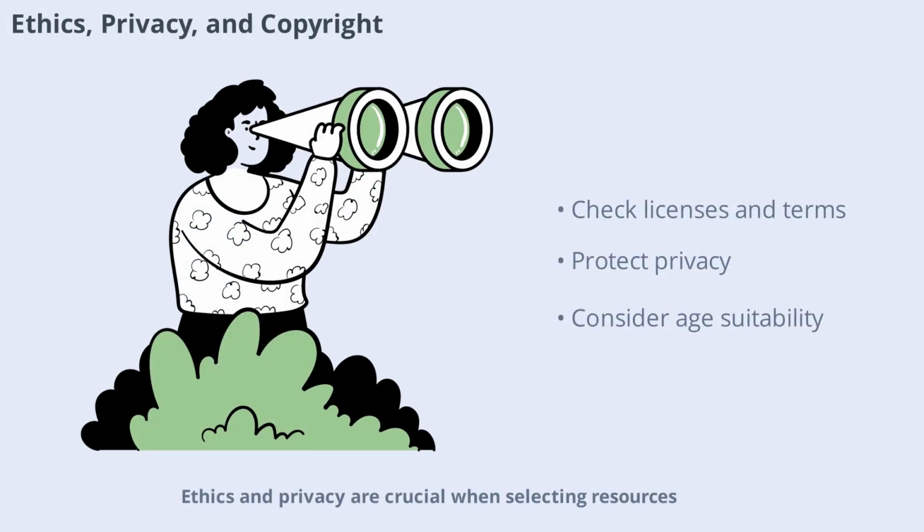Ethics and privacy are crucial when selecting resources. A free-to-access resource isn't always free to copy or share. Teachers must check licenses, attribution requirements, platform terms, advertising, data collection, account creation, and age suitability. These considerations protect both students and teachers from legal and ethical issues.